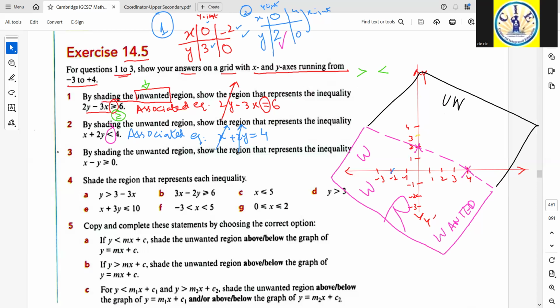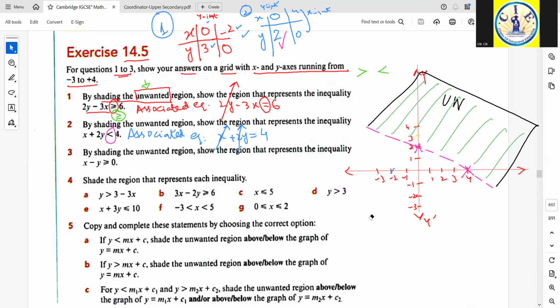So we would be shading the portion that is above this line. So this portion would be shaded, and the portion below this line would be left unshaded. So this is how this question is to be solved. And at the end, we just need to represent our wanted region by the inequality we were given, x plus 2y less than 4.